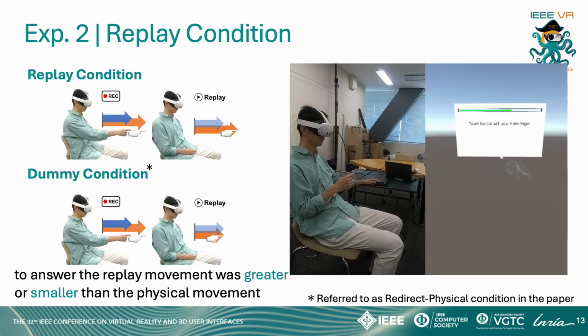In the replay condition of Experiment 2, the reaching movement was scaled in real time, and the replay showed this scaled virtual movement. By contrast, in the dummy condition, the reaching movement was also scaled in real time, but the replay presented the participant's original physical movement. After viewing the replay, participants answered whether the replayed movement was greater or smaller than their physical movement.